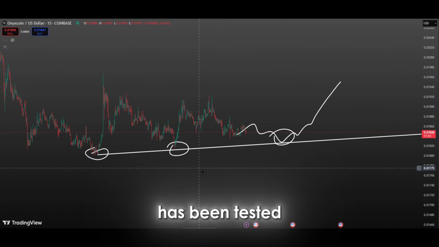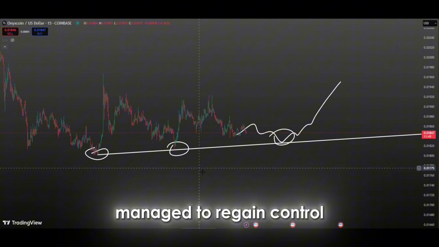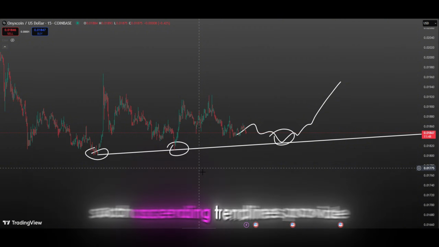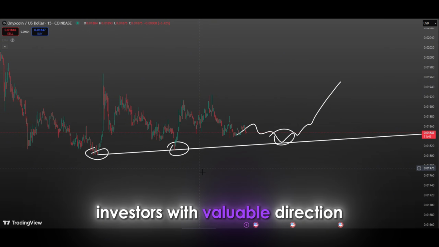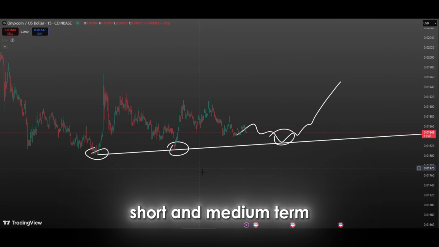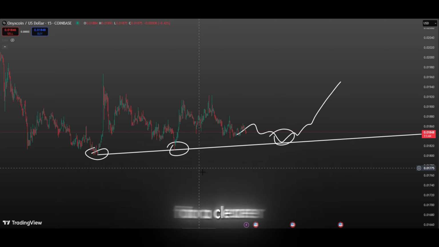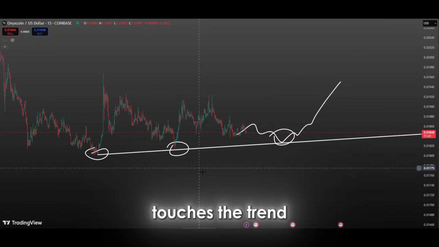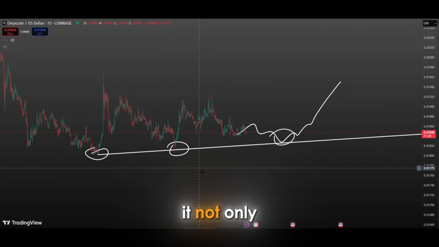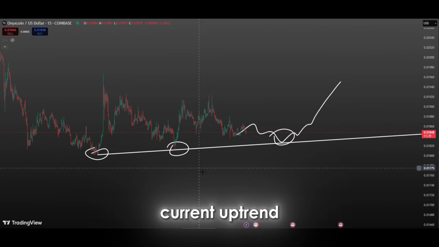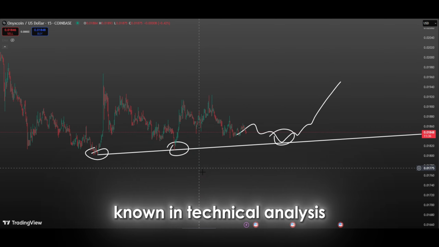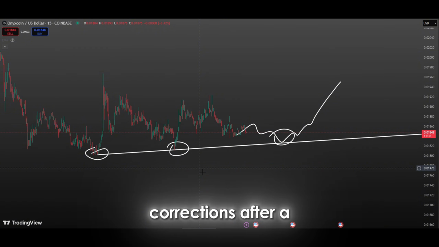Historically, this trend line has been tested multiple times, and in each case, buyers have managed to regain control and push the price higher. Such ascending trend lines provide investors with valuable direction, both in the short and medium term. These lines allow for a clearer view of the market's overall structure and direction. If the price touches the trend line and rebounds upward, it not only signals a continuation of the current uptrend, but also suggests that the trend is strengthening. These scenarios are known in technical analysis as in-trend corrections.